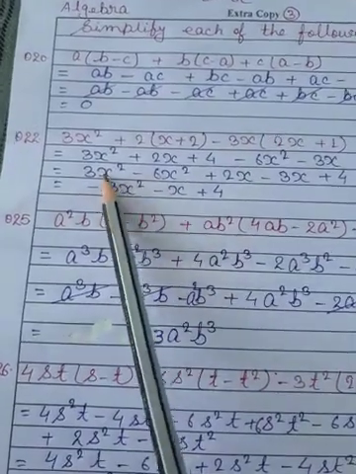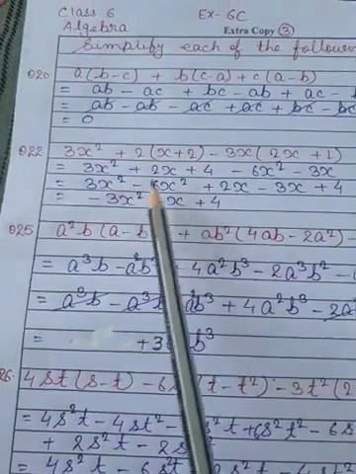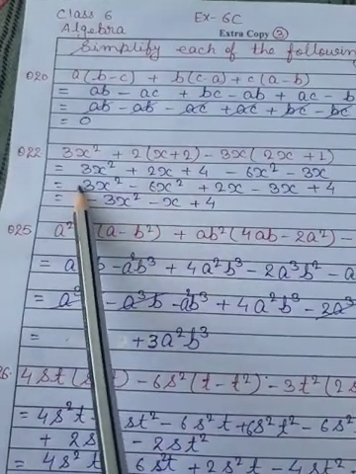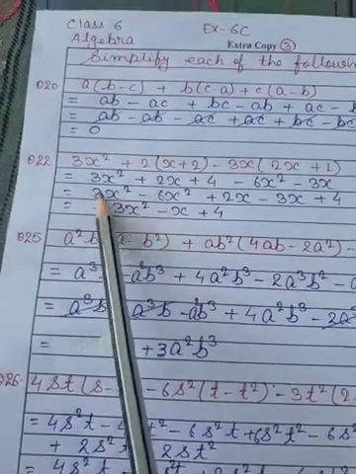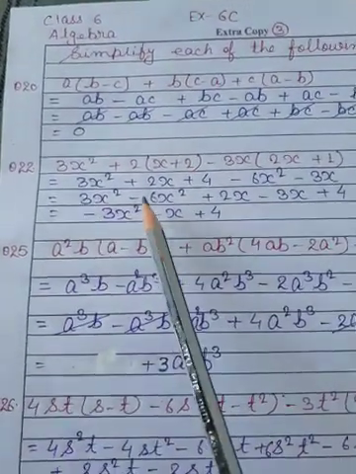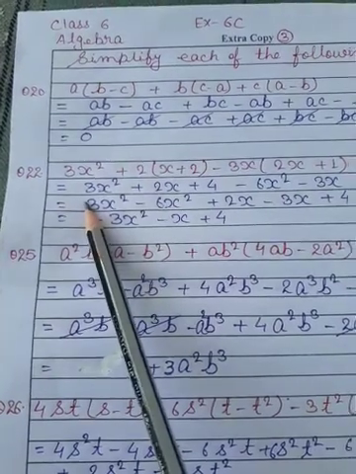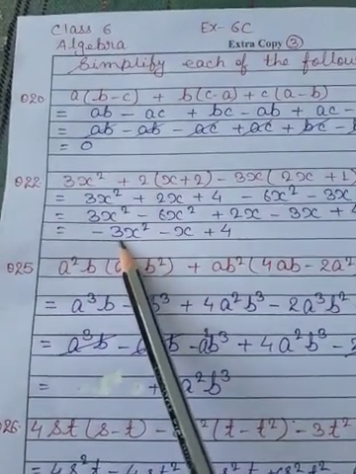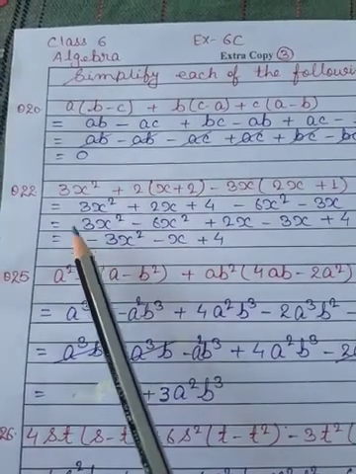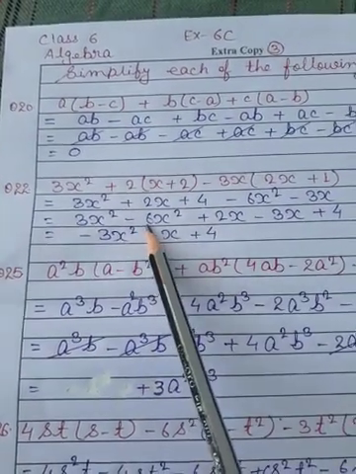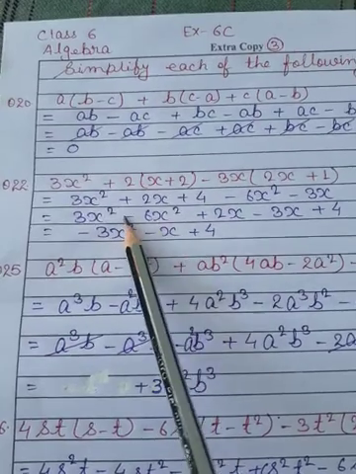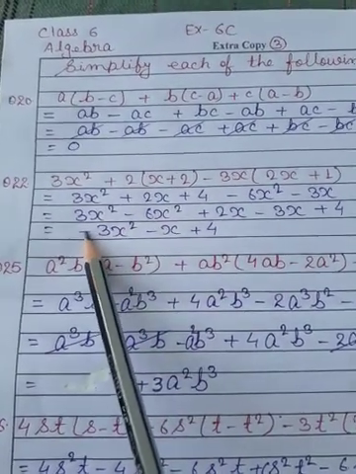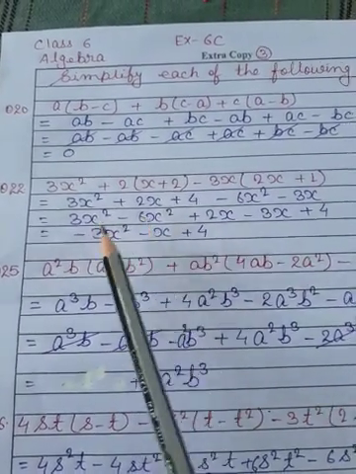Now these two are like terms, so these two we will solve. Here we have a plus sign, here a minus sign. So plus minus minus. So 6x square minus 3x square is 3x square, and the sign is always given of the greater number. You have a plus sign and a minus sign. Now 6 is greater out of these two, and 6 has the minus sign, so we will give the minus sign here. So these two we have solved.